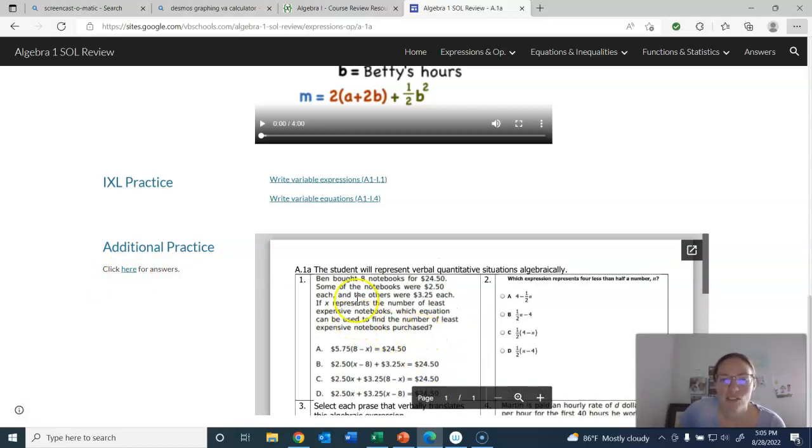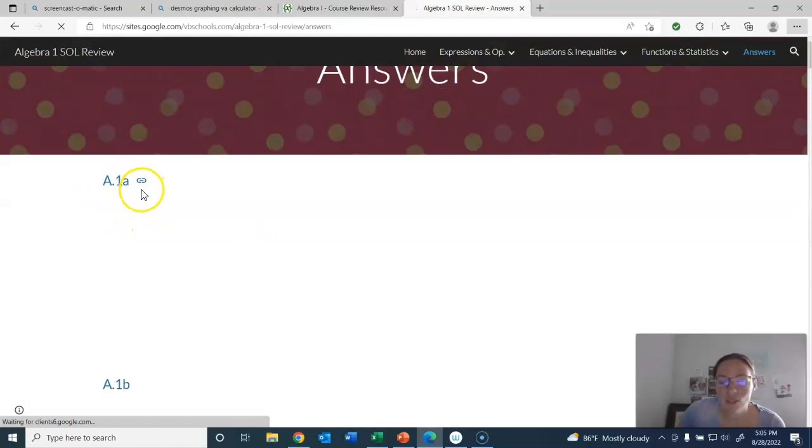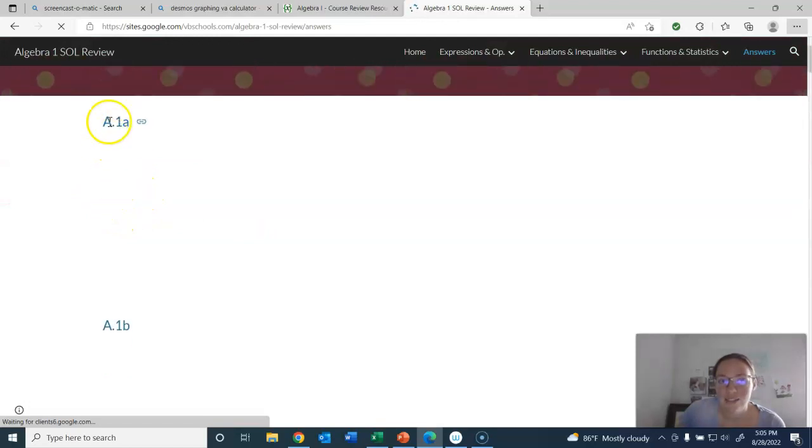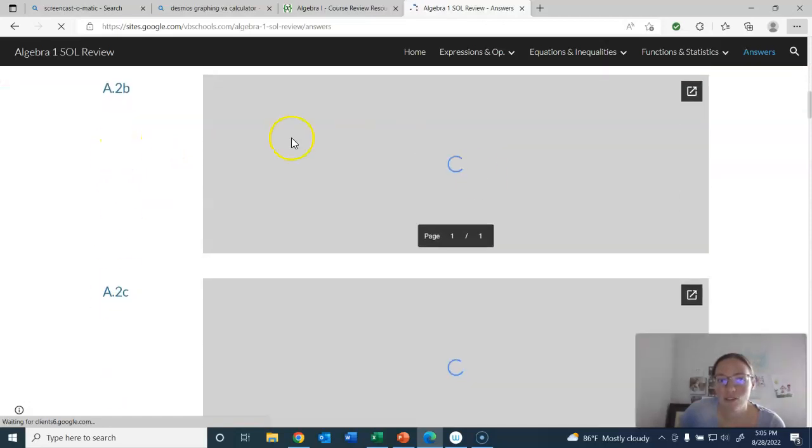So I'll show you how this answer key works. Look, if it's A1A, if you click here, it's going to bring you to all the answer sheets. Just make sure you go to the one that you're studying. So that's A1A, and it'll load. But if you were going to look at A2B, here's A2B.